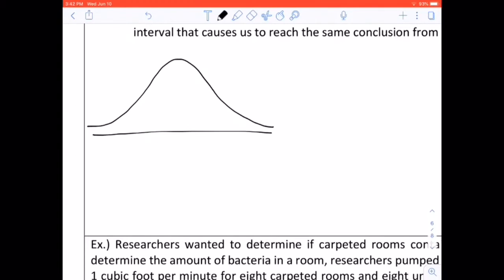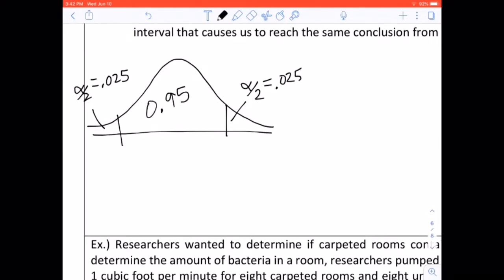And since we're dealing with a two-tailed test, we're going to go ahead and put those two tails on there. Our alpha level is 0.05, so again, we're going to take that 0.05 and it gets split into each of these tails because it is a two-tailed test, which is going to be 0.025. And that means that 95% is left in the middle. And so we need to use our calculator and get our confidence interval.